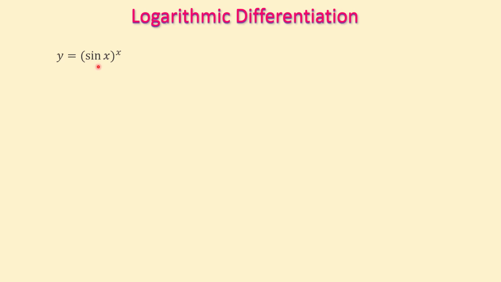The first step is to take ln of both sides of the equation. If we take ln of the left and right side of this equation, we have ln of y equals ln of sine of x to the power of x. The reason that we take ln of both sides is that we can bring the power to the front of ln. So we can rewrite ln of sine of x to the power of x as: ln of y equals x times ln of sine of x.